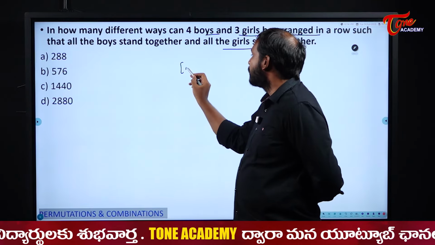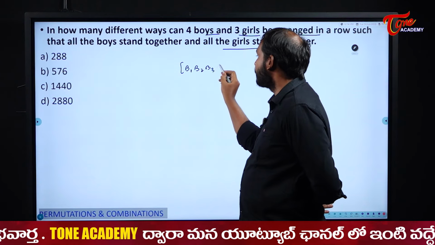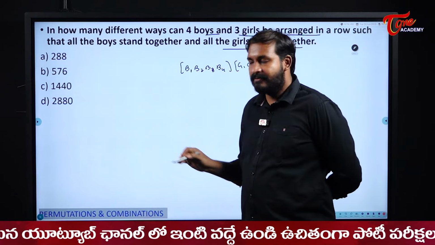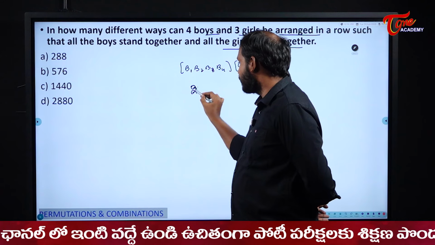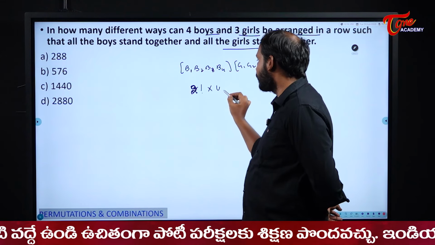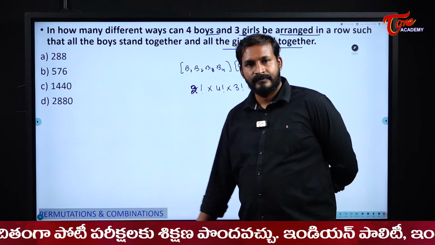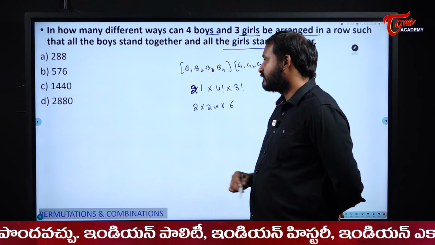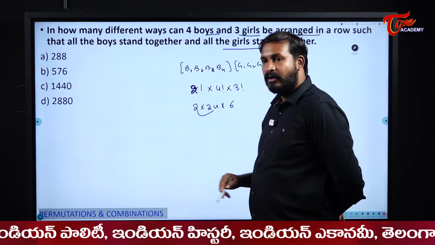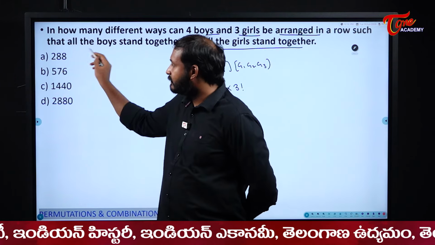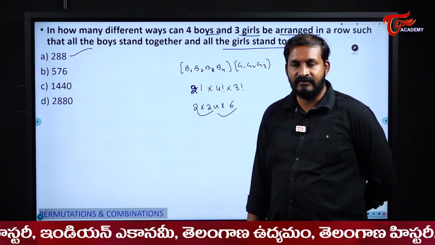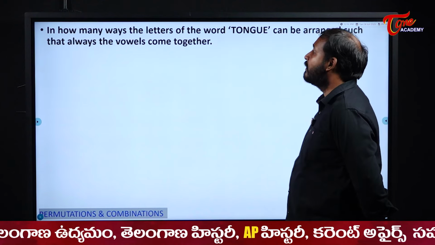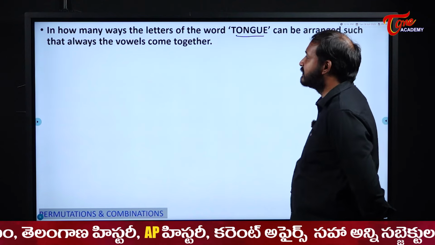So 4 boys, B1, B2, B3, B4, and 3 girls, G1, G2, G3. First, as a group, they can be arranged in how many ways? 2 factorial ways. Into boys 4 factorial, girls 3 factorial. So what happens to this? 2 into 24 into 6. So 48 6 are 288. Unit digit will be what? 8 only. So answer will become what? 288.